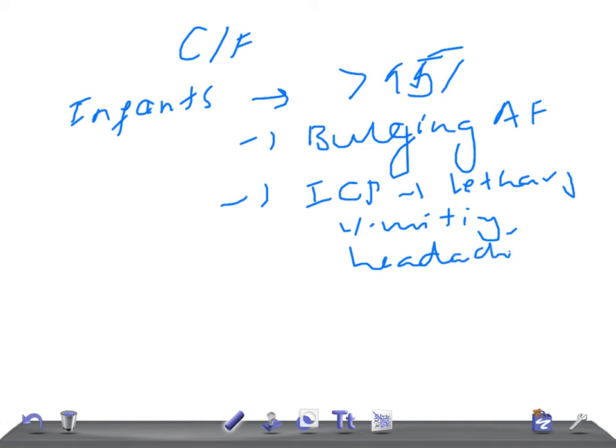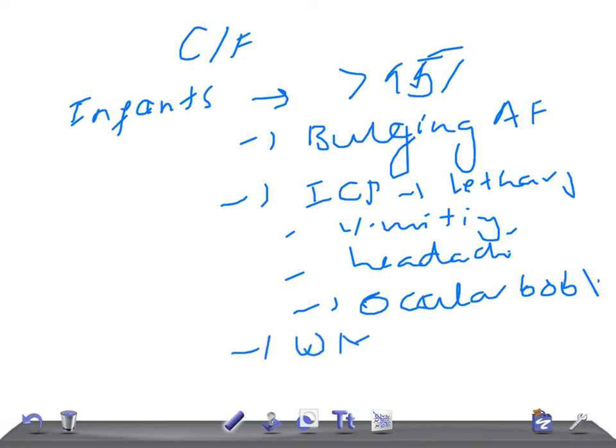Then there can be ocular bobbing. Then there can be upper motor neuron lesion clinical signs like positive Babinski sign and brisk reflexes. Why? Because of the stretching of the descending corticospinal tract.